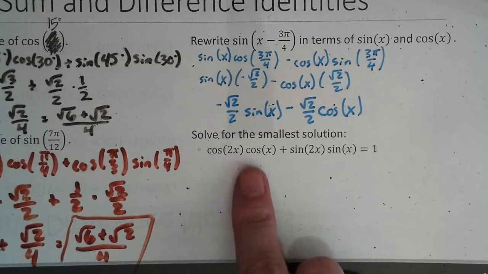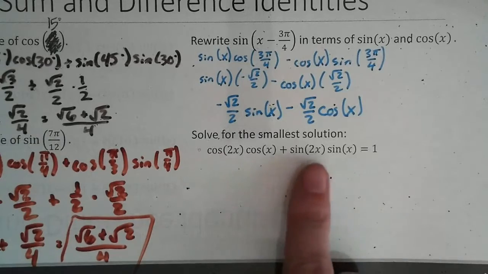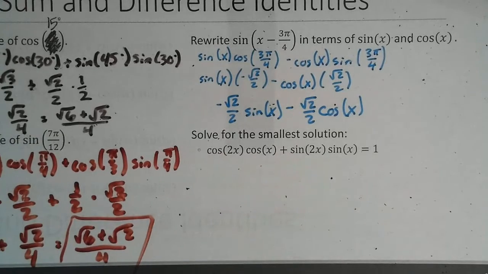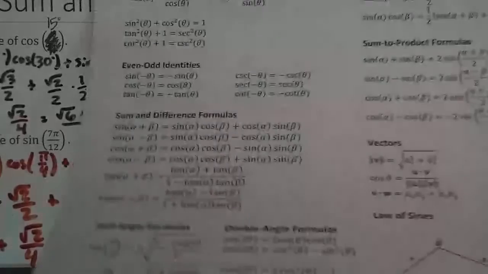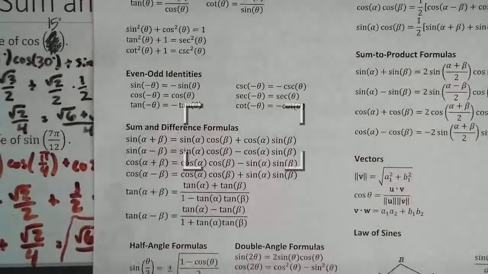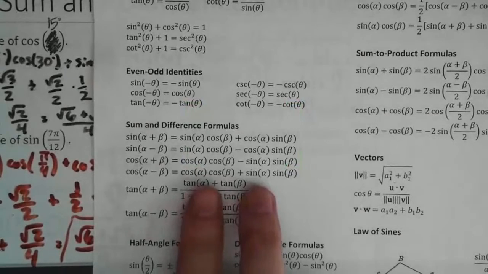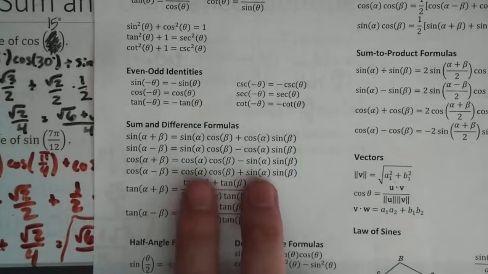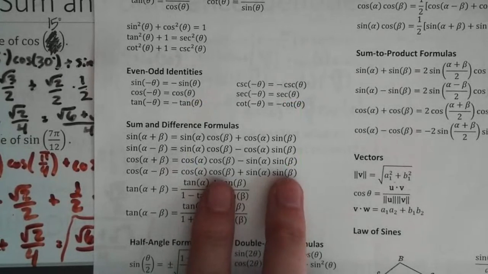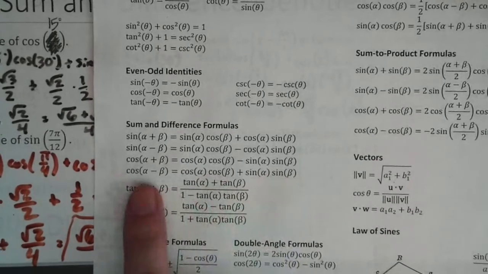I have cosine cosine plus sine sine. Let's see if I can find a formula that looks like that. We had cosine cosine plus sine sine. That looks like this last one. Cosine cosine plus sine sine. So I should be able to take the left-hand side of my equation and rewrite it in this form.